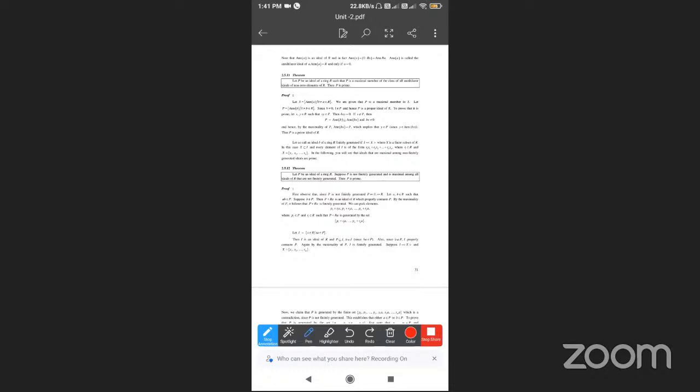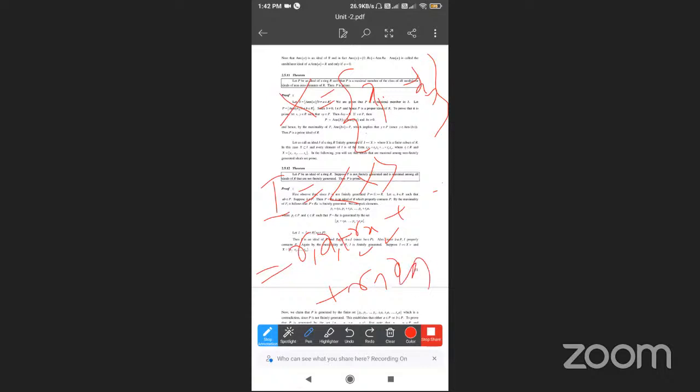We know that P is not finitely generated. What is finitely generated? Yesterday was the definition. Capital X is a set, a finite set x1, x2, up to xn. The ideal is finitely generated if it is generated by capital X, that is, there exist scalars such that every element is a linear combination R1 x1 plus R2 x2 plus so on up to Rn xn. This is finitely generated.